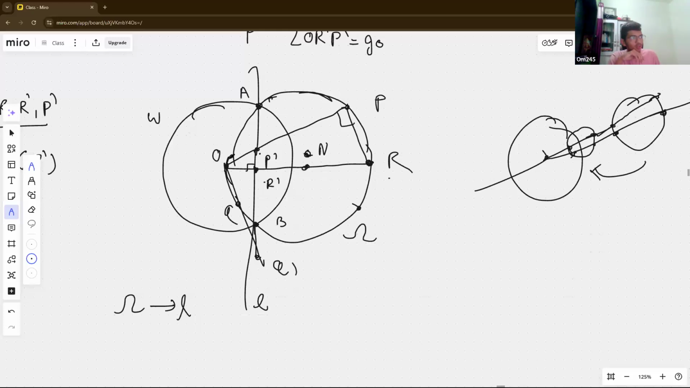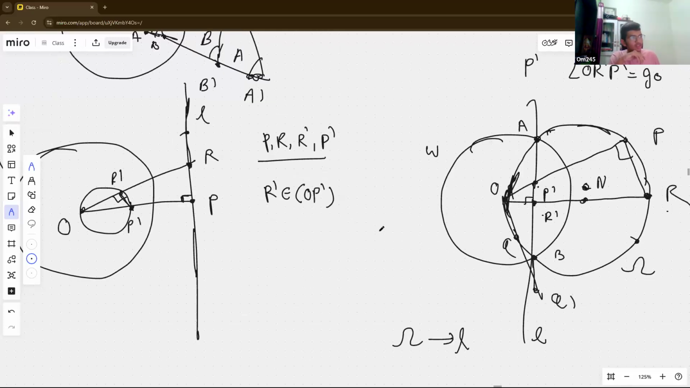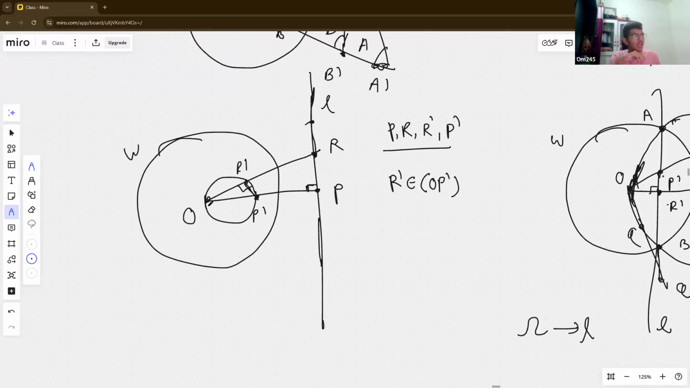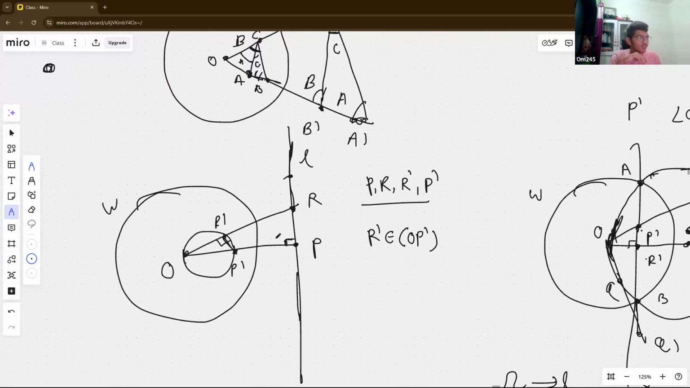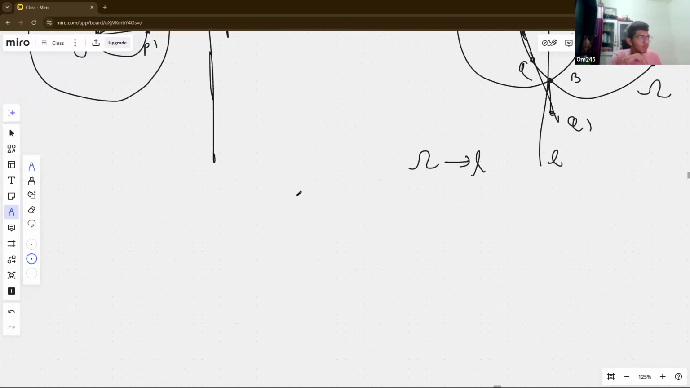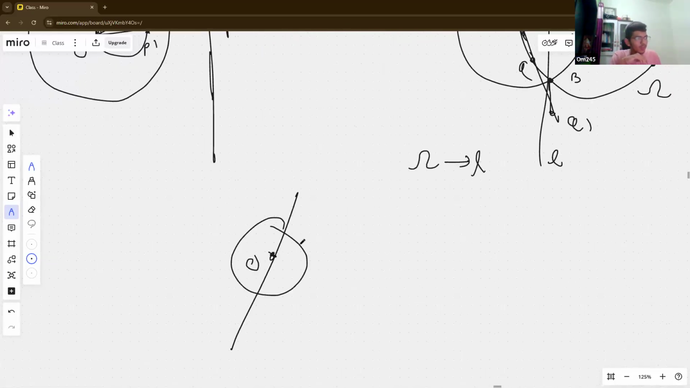A circle passing through the center O will go to a line. A line not passing through the center will go to a circle. And consider some line passing through the center O. Where will this go? Suppose any P will go to P dash, and some point Q will go to Q dash. So the line will go to the line itself if the line is passing through O.